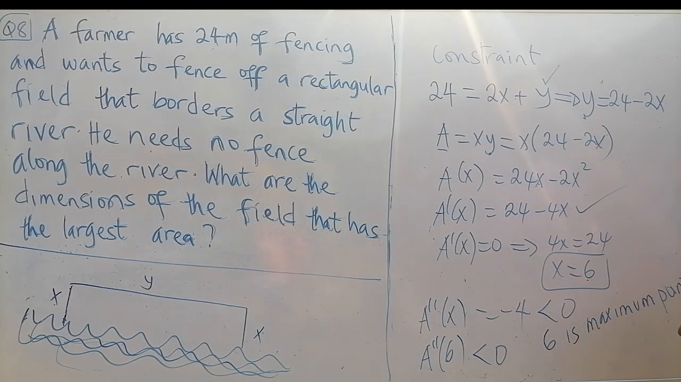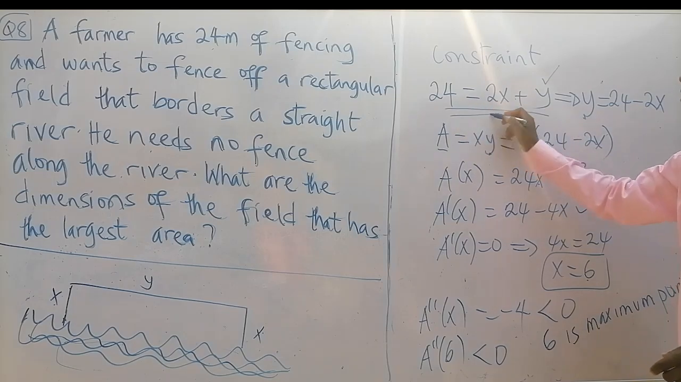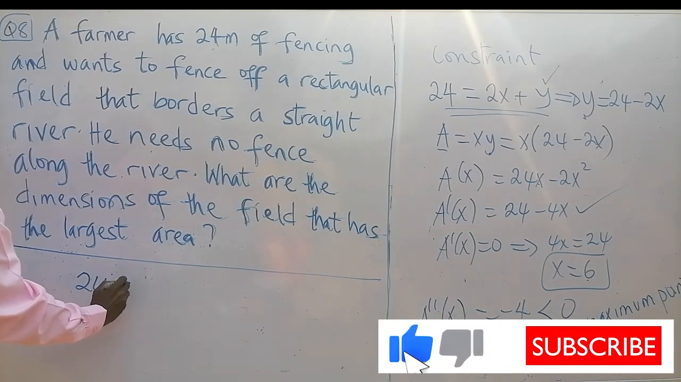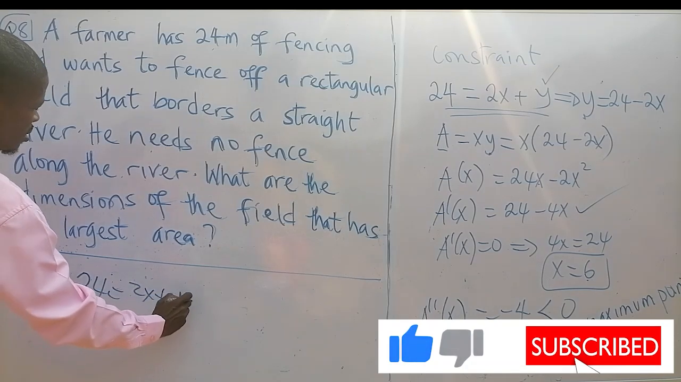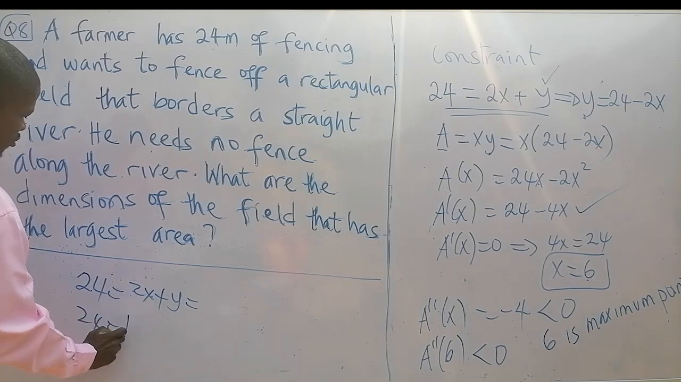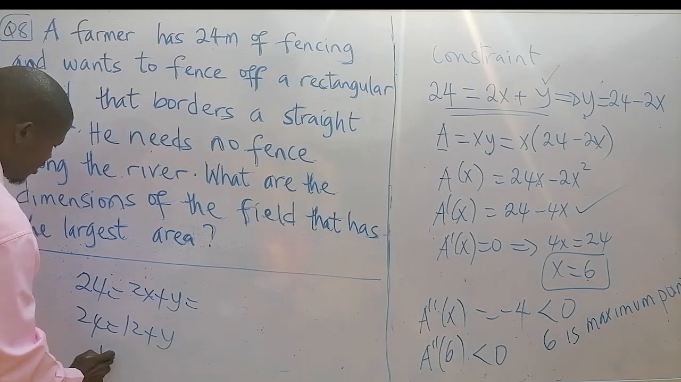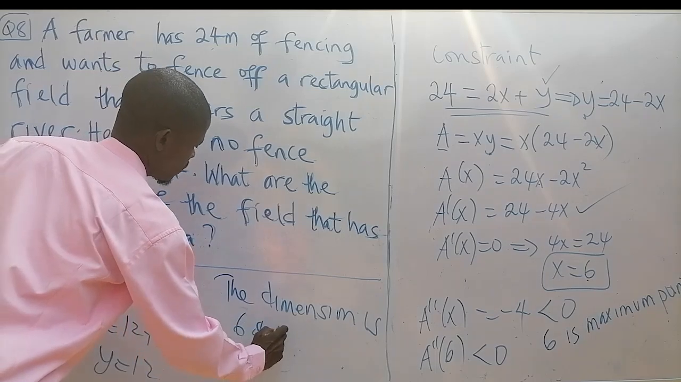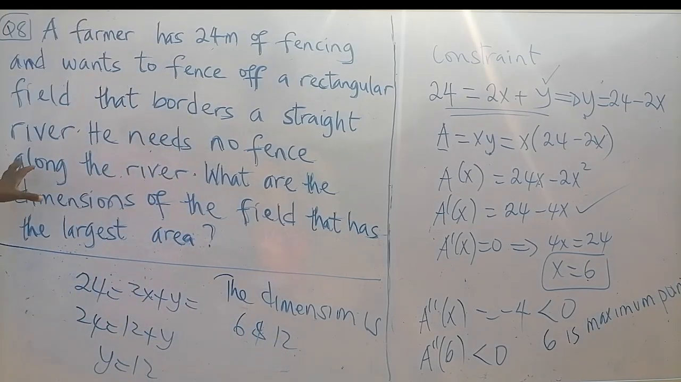You can get the other variable from here. We have 24 equals 2x plus y, and we have the value for x. So that will be 24 equals 2 times 6, that's 12, plus y. So y is 12. The dimensions are 6 and 12. So that's that on this question.